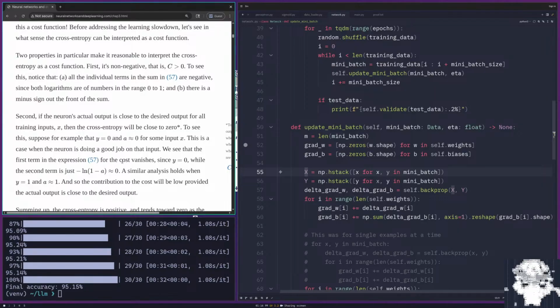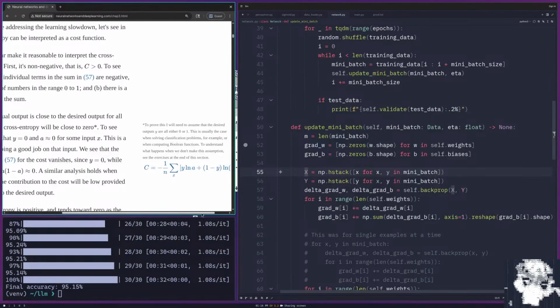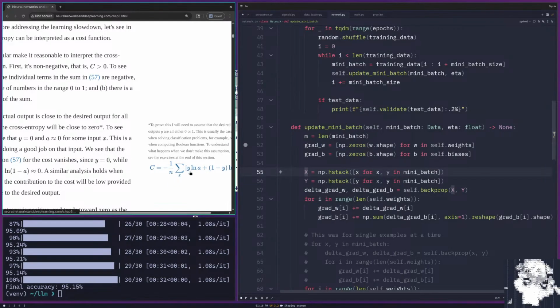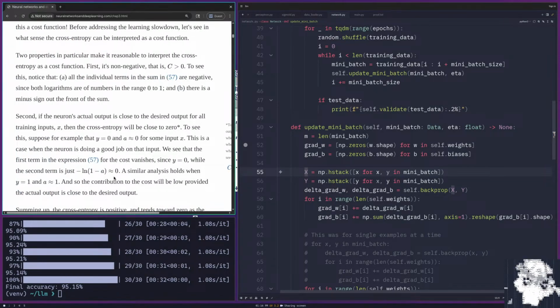We see that the first term in the expression for the cost vanishes since y equals 0. Wait, I said negative infinity and they said, oh, because of the y in front. So yeah, it's like negative infinity times 0. And the second term becomes 0.